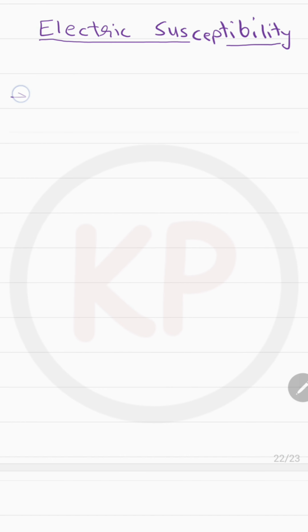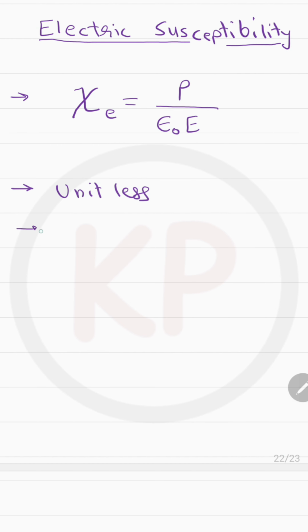Electric susceptibility, indicated as chi. If it is for electric, we can write chi E. Remember, whether it is electric susceptibility or magnetic susceptibility, both are unitless and dimensionless. So anywhere an MCQ is there asking for the unit and dimensional formula of susceptibility, the answer will be M0 L0 T0 and unitless. So chi E is defined as polarization per unit electric field for a given permittivity epsilon 0. If you put all the units of polarization, epsilon 0 and E, you will get that it is a unitless and dimensionless quantity.